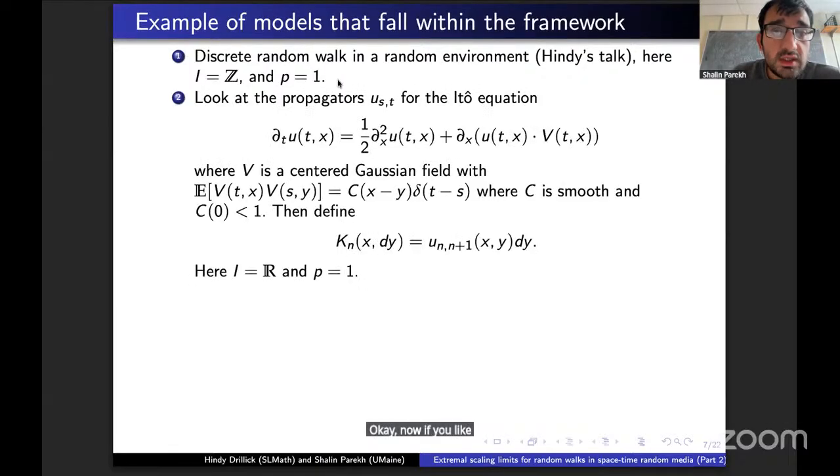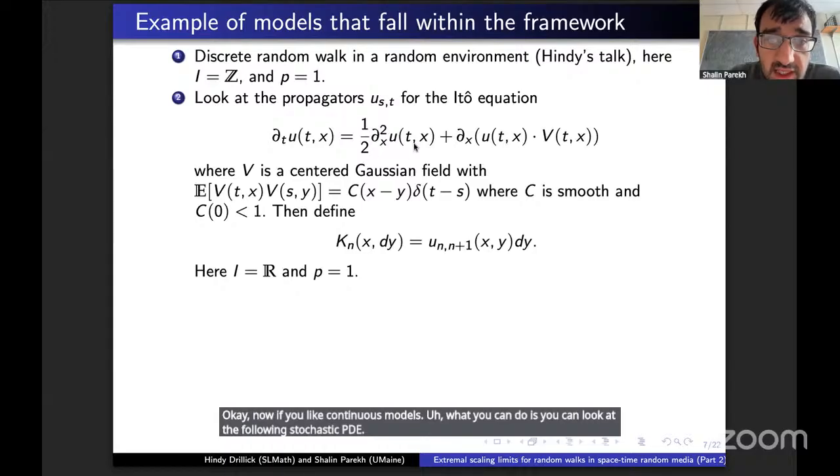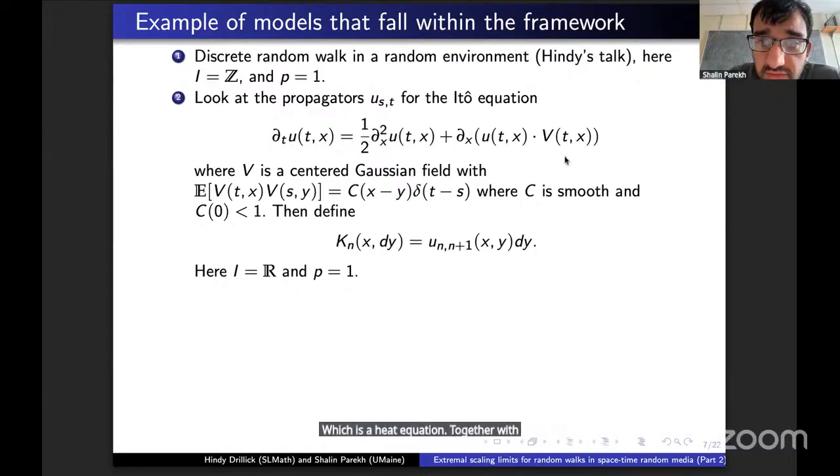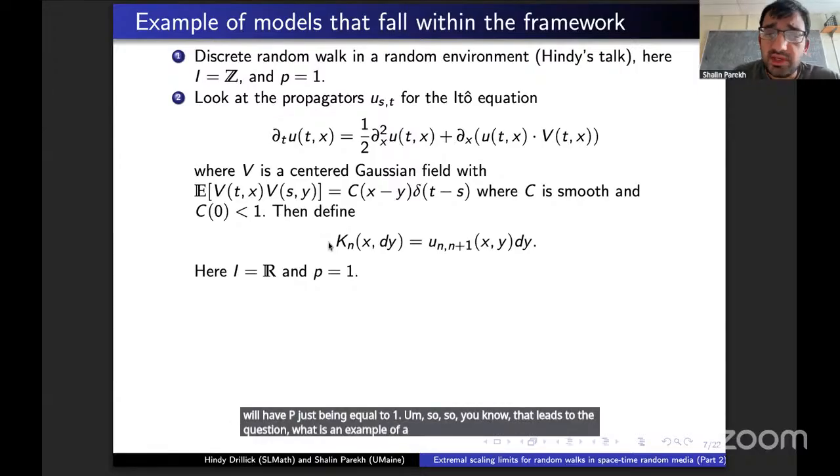Now, if you like, you can look at the following stochastic PDE, which is a heat equation together with this conservative forcing, where V is a smooth in space Gaussian field and white in time. And then you can define your kernels according to the propagators of that equation. Here you would take I to be the real numbers, and P would again just be 1. So most interesting models that are actually physical will have P equal to 1. That leads to the question: what is an example of a model where P is not equal to 1?